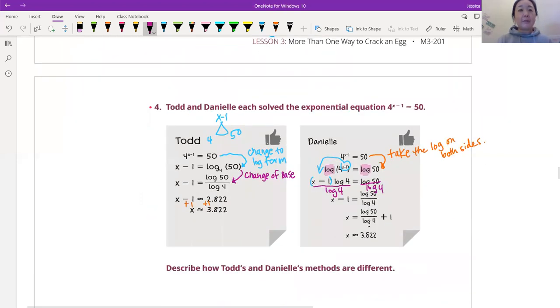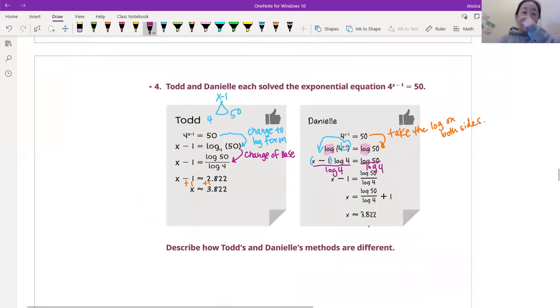All right, so now we're going to take a look at Todd and Danielle. Notice that Todd, okay, again, pause. Take a look at what's going on here. Take time to process this whole thing because it's a lot. And then unpause.